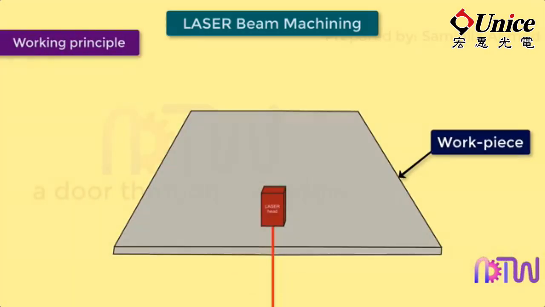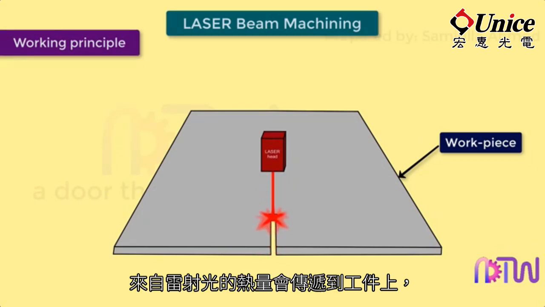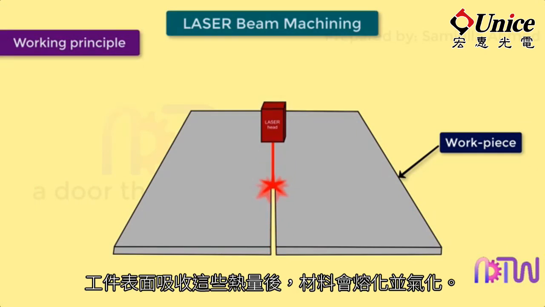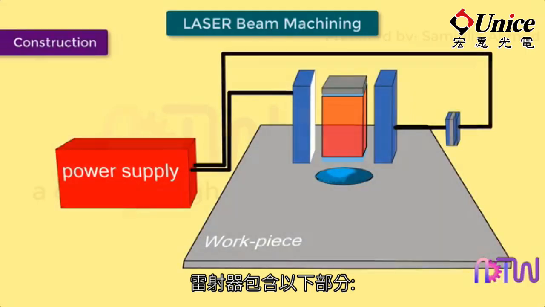Working principle. In this machining process, as the laser beam strikes the surface of the workpiece, the heat energy from the laser beam is transferred to the workpiece. This absorbed heat energy melts and vaporizes the material from the workpiece surface. Construction. The laser beam machine consists of the following parts.